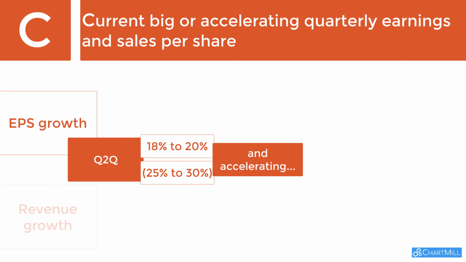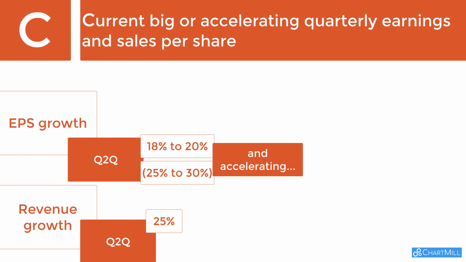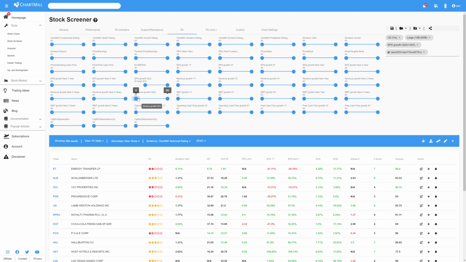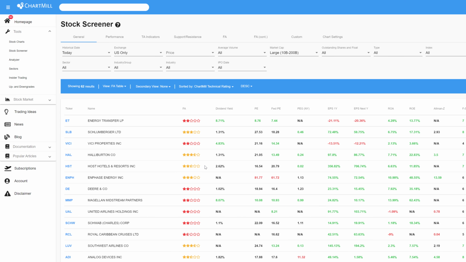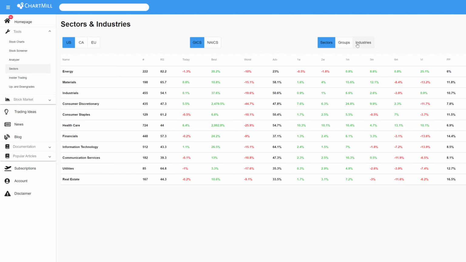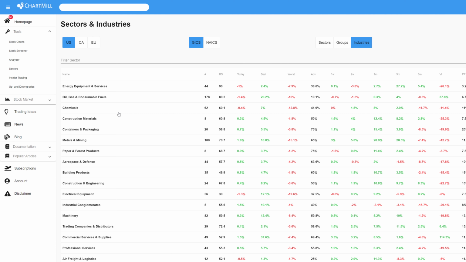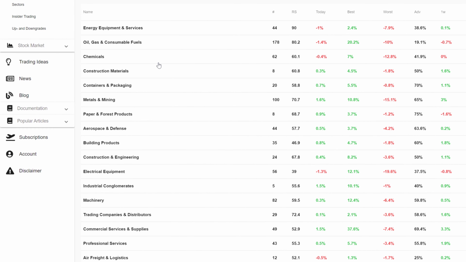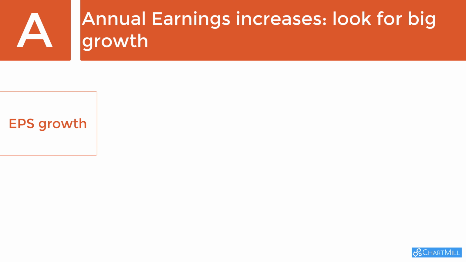The same should be true for sales growth. We will add a filter requiring a minimum of 25% quarter-to-quarter revenue growth. We should mention that O'Neill also advises to check other stocks in the same industry. You should see some momentum in the whole industry and should at least find one other company which is showing similar growth numbers.